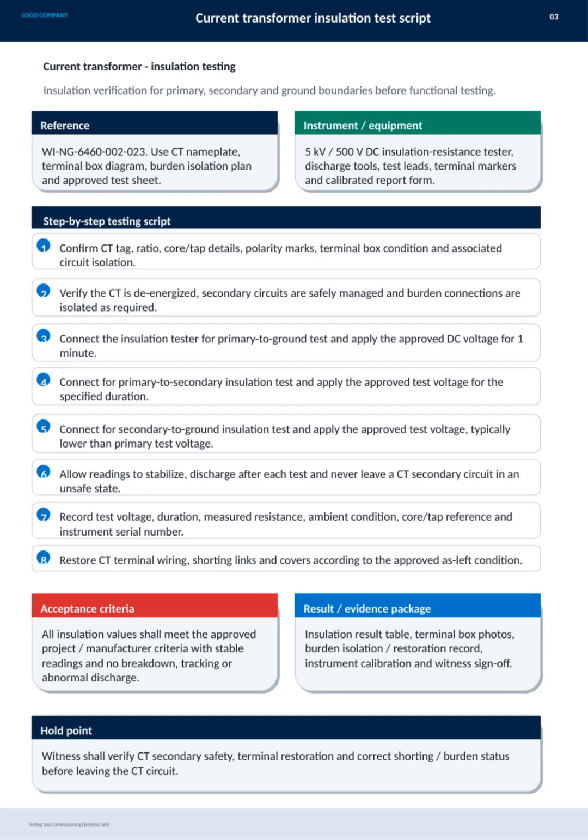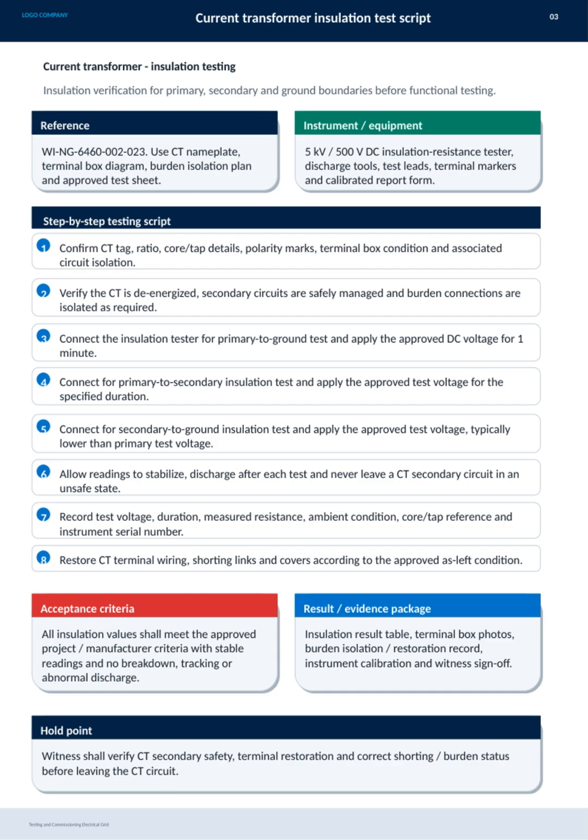On this slide, we focus on the current transformer insulation testing process, a critical step before functional testing in electrical grid commissioning. First, we verify the CT details like tag, ratio, and polarity and ensure all circuits are safely isolated. Using a 5 kV or 500 V DC insulation resistance tester, we methodically test primary to ground, primary to secondary, and secondary to ground insulation by applying specific DC voltages and monitoring readings for stability.